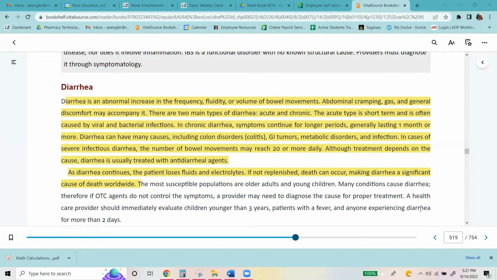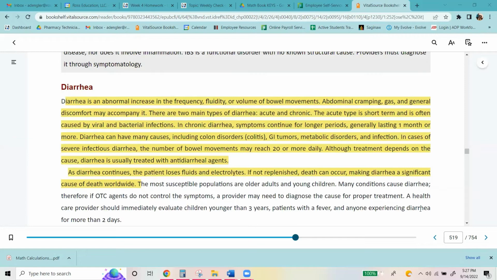The acute type is short-term and is often caused by viral and bacterial infections. In chronic diarrhea, symptoms continue for longer periods, generally lasting 1 month or more. Diarrhea can have many causes, including colitis, GI tumors, metabolic disorders, and infections. In cases of severe infectious diarrhea, the number of bowel movements may reach 20 or more daily.